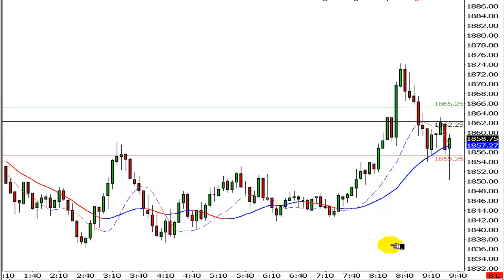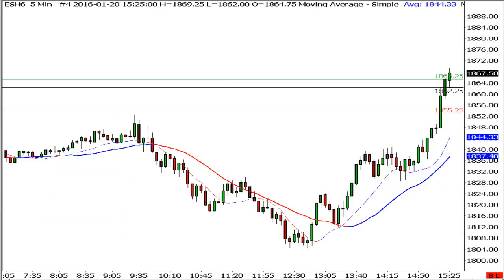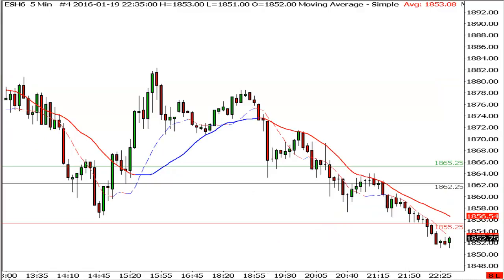Okay, gang, here's a video to run through a couple of instances of the pullback and retracement setup. So you have your moving averages on here. This is the determining moving average. This is the big moving average, right? And everything is kind of decided based on that, right?